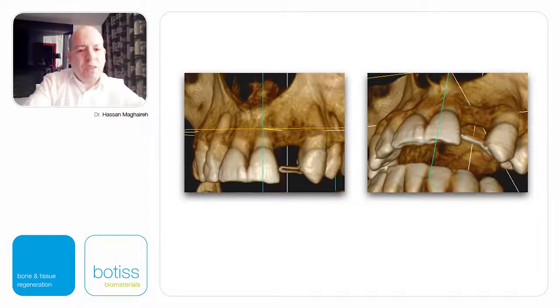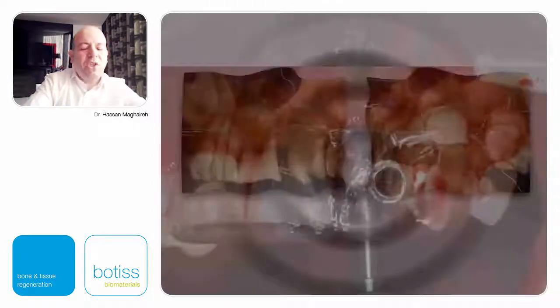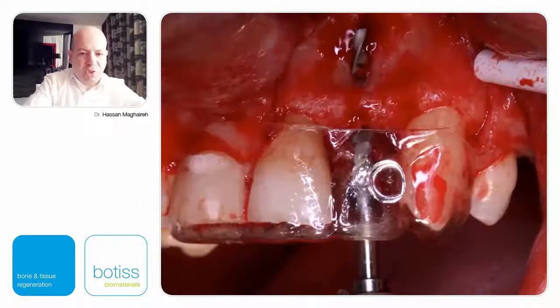And as you could see from the cone beam CT scan, there is a labial undercut. We've got a nice wide ridge, but just above that ridge, we've got a labial undercut. And you could see this clinically.